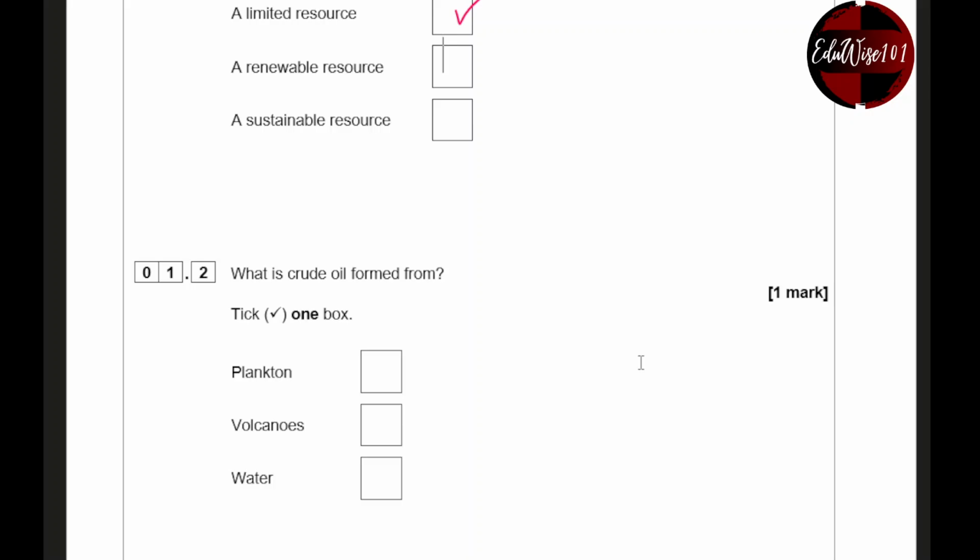What is crude oil formed from? Crude oil is mainly formed from planktons. Planktons are unicellular organisms that live in the sea, basically like algae. They're capable of photosynthesizing. Crude oil is generally formed from dead plankton and also from dead animals as well, marine animals, fish as well, not from volcanoes and water.